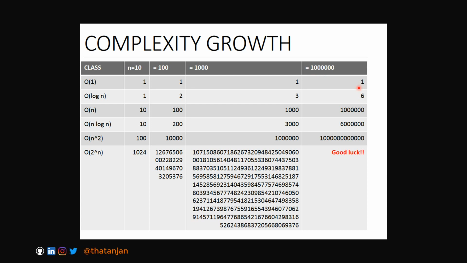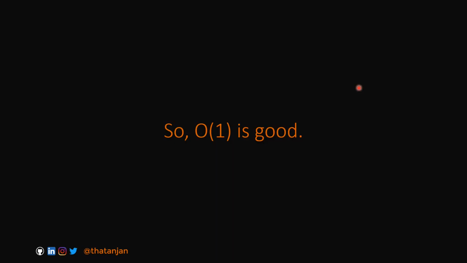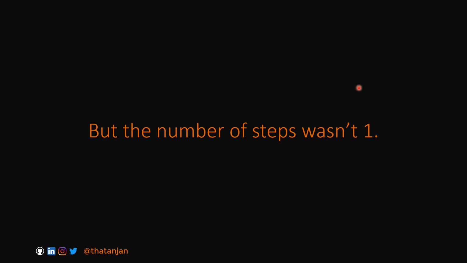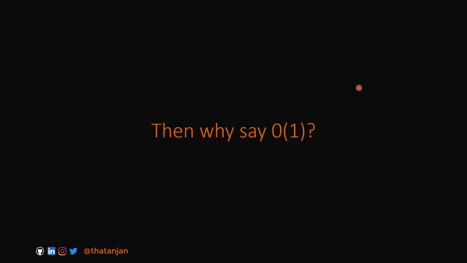So we can say that it is consistent. The number of steps is not growing as we scale our program. So O of 1 is good because the number of steps will not grow when we scale our program. But the number of steps wasn't actually 1. It was 5 in my example. But why say 1? Why say O of 1?